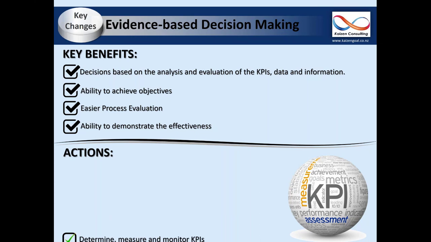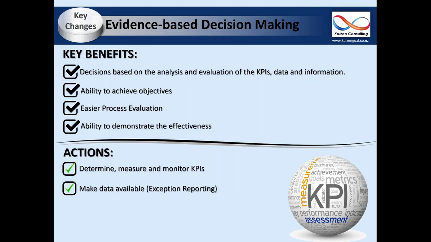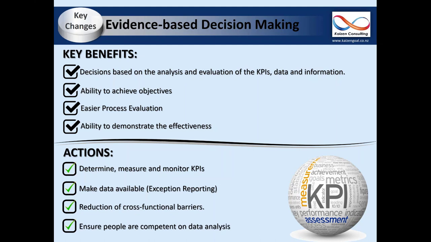Some of the actions that you could take to enhance these aspects of your business is determine, measure, and monitor KPIs, make data available, and also consider exception reporting. These are our recommendations. Exception reporting means that sometimes when there is too much information for managers or staff, they would just ignore it. So just give them the information they need to act on. Reduction of your cross-functional barriers also really helps, and also ensuring that your people are competent in data analysis is a really key factor.